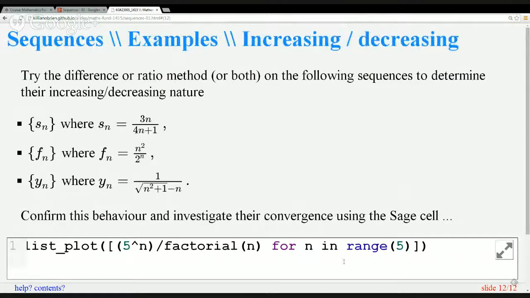So try doing, I didn't illustrate the difference method, of course, there, but you could try using the difference method or the ratio method on those.